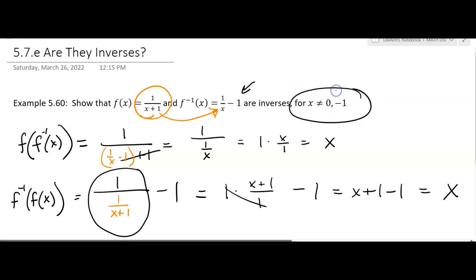Note that we cannot have x equal 0 because that would be undefined here, and we can't have x be negative 1 because then that would make that function undefined.